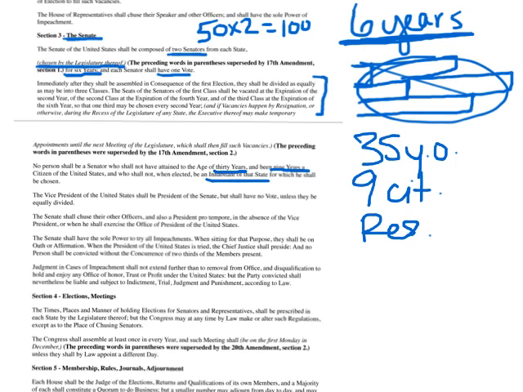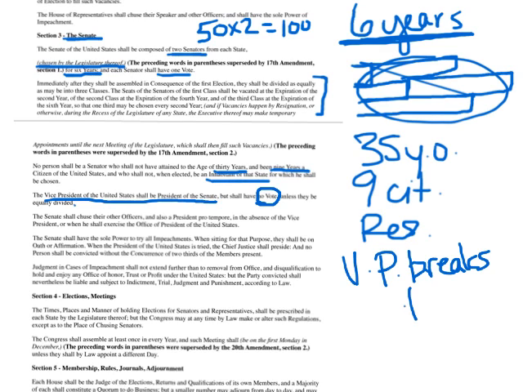Now, the Vice President of the United States shall be the President of the Senate, but shall have no vote unless they be equally divided. So if there's a tie, I'm going to put this down here. The Vice President of the United States breaks ties. Now remember, there's always an even number of senators, since there's 2 from each state. So there's always the possibility of the tie.